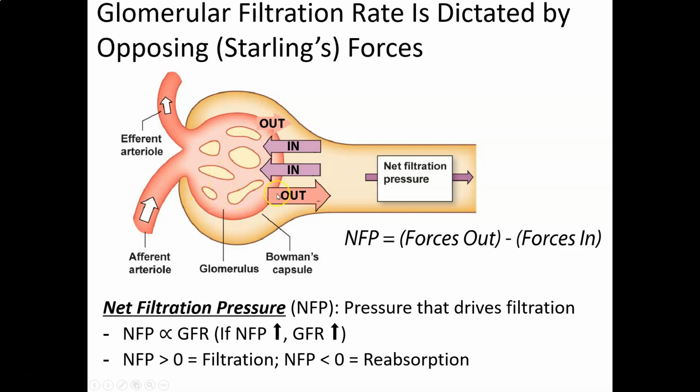There are two forces that push or pull fluid out of the glomerulus. The major force is the hydrostatic pressure within the glomerulus, right? So that's the pressure of the fluid within the glomerulus pushing fluid out, okay? The other force, which in this case pulls fluid out, would be what's called the osmotic or oncotic pressure within Bowman's space or Bowman's capsule.